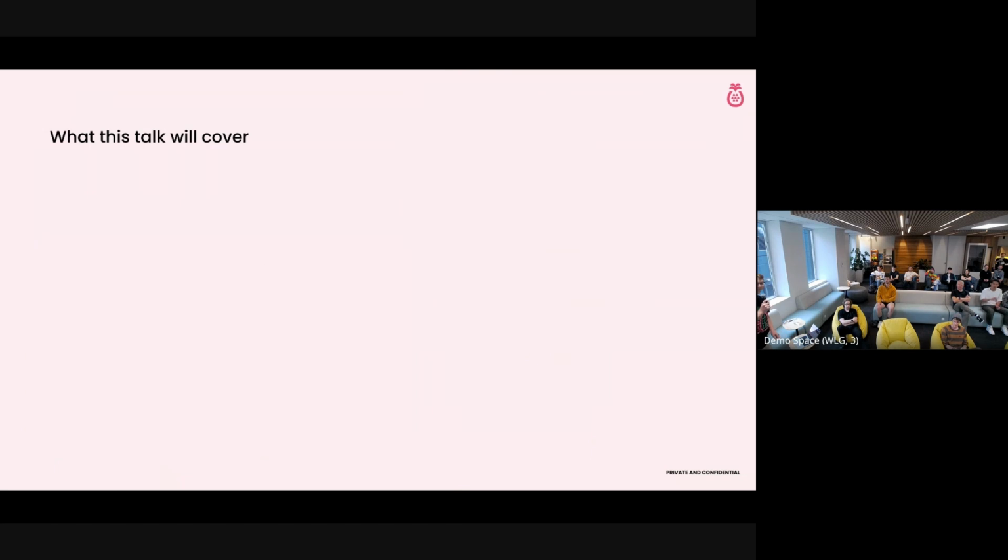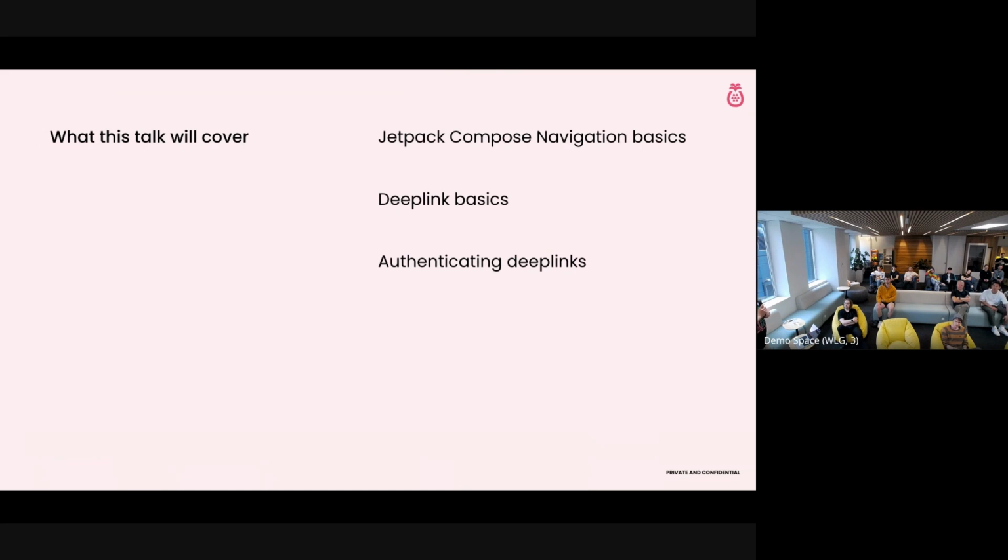So we'll be covering a few things in this talk. We're giving a basic rundown of Jetpack Compose navigation, and then extending that to add deep links, and then how you might make sure that if a user's coming to your app from a deep link, they are always going to be authenticated.